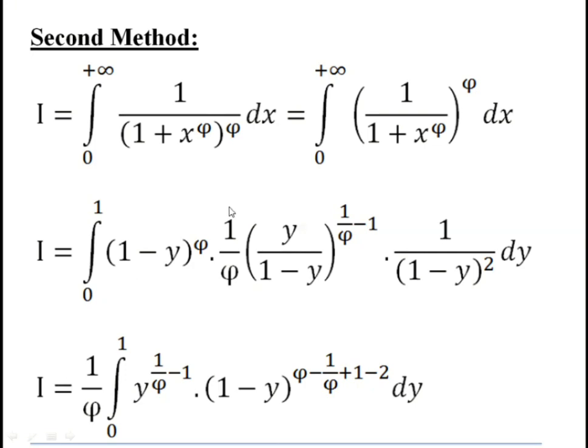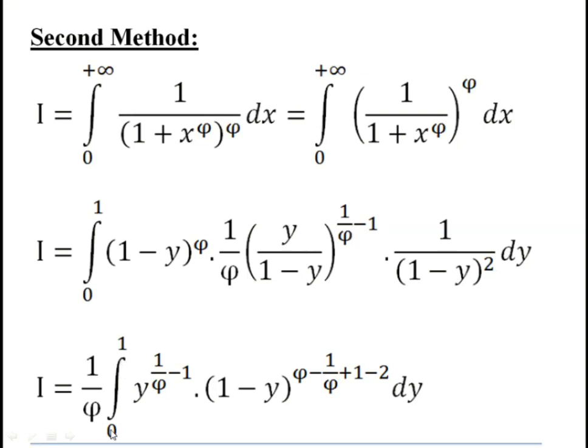Now we have to simplify. We will take 1 over 5 outside the integral because it's a constant. Here we have y to the power 1 over 5 minus 1, and 1 minus y to the power 1 over 5 minus 1, and 1 minus y to the power minus 2. For the similar terms, we have 1 minus y to the power 5, and minus 1 over 5 plus 1. And for y, we have y to the power 1 over 5 minus 1.